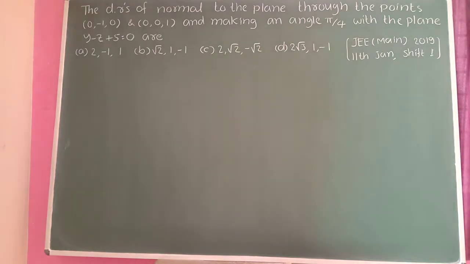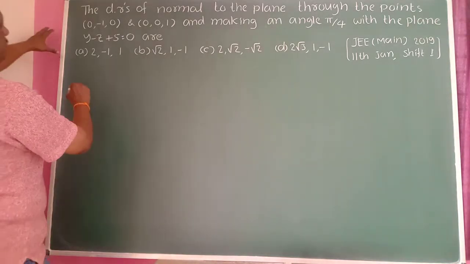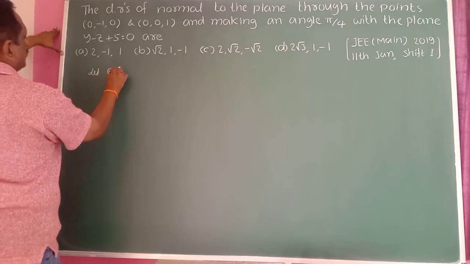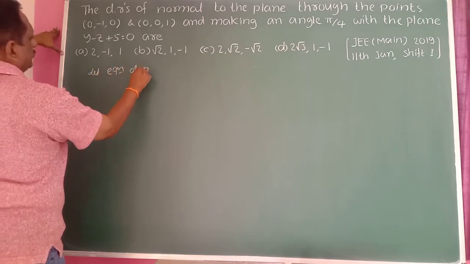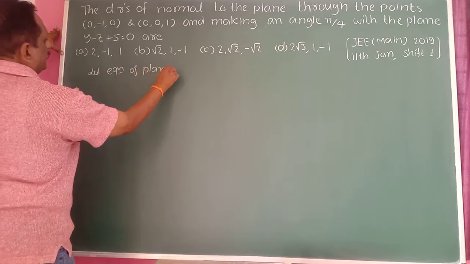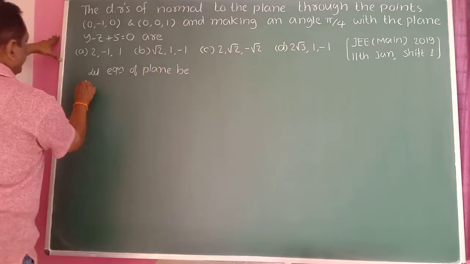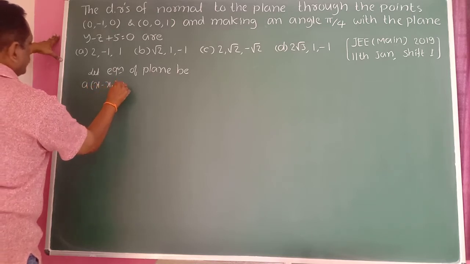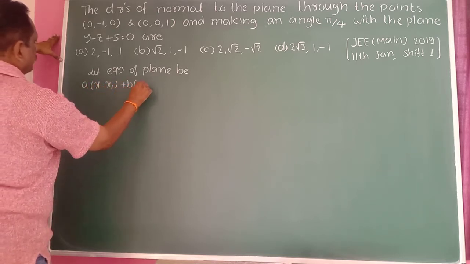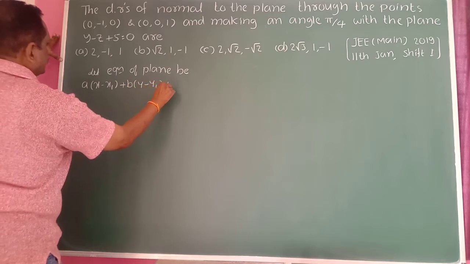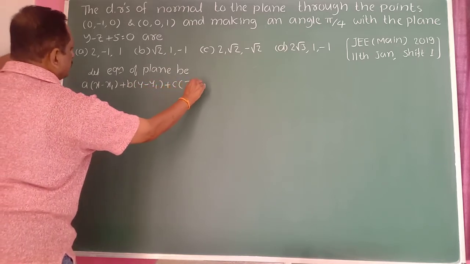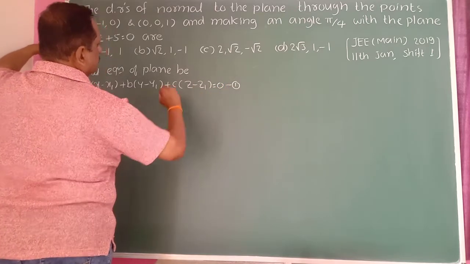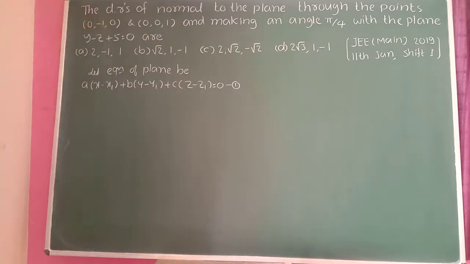Therefore, let us consider the equation of a plane. The equation of a plane is a into (x minus x1) plus b into (y minus y1) plus c into (z minus z1) is equal to 0. Take this as equation number 1.